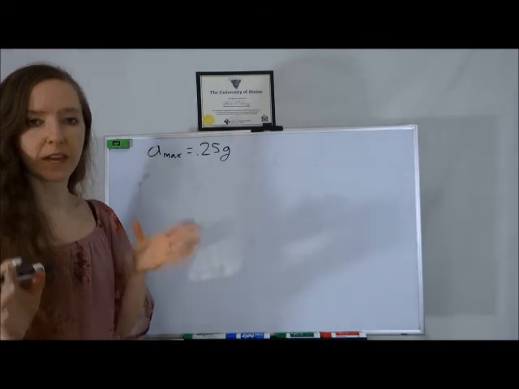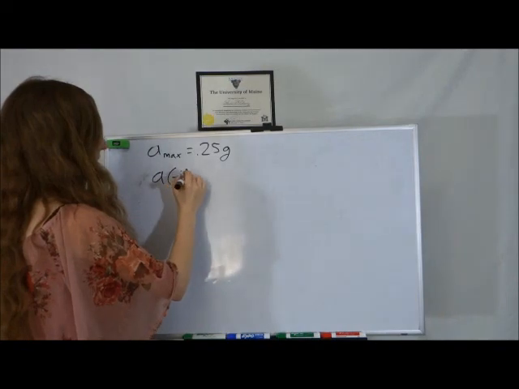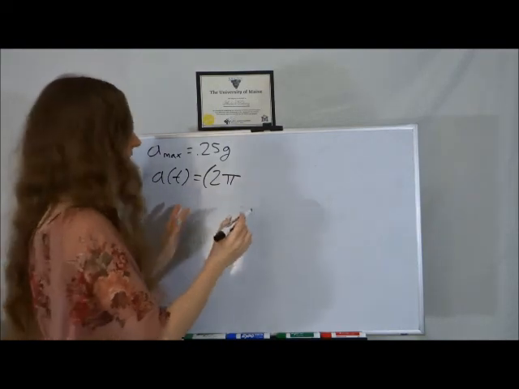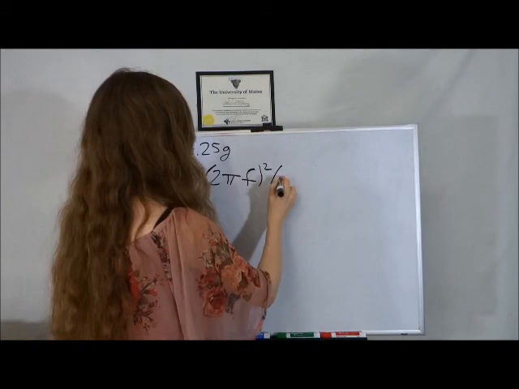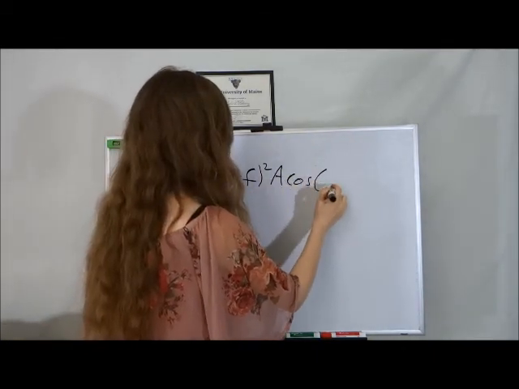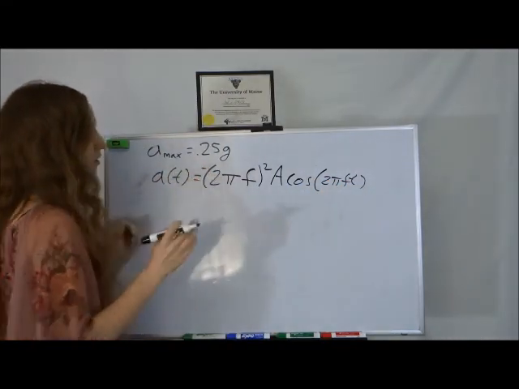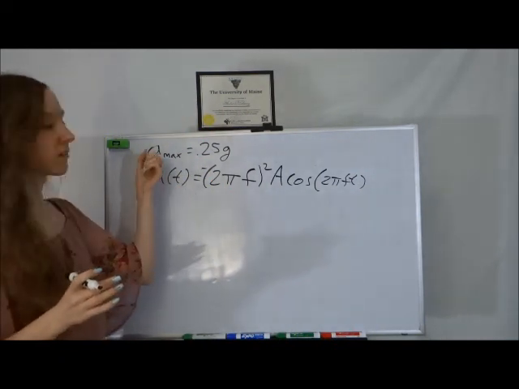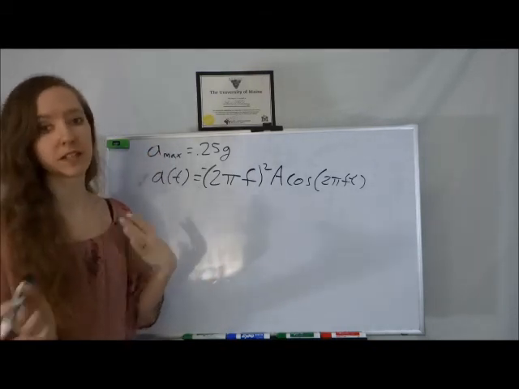So we know generally for our waves, our acceleration is given by the equation: our acceleration as a function of time is equal to negative 2 pi times the frequency, quantity squared, times the amplitude, and then times cosine of 2 pi f t. So that's our general equation. Now, we talked briefly about a max last semester when we were doing simple harmonic motion, but you may not have seen it since then.